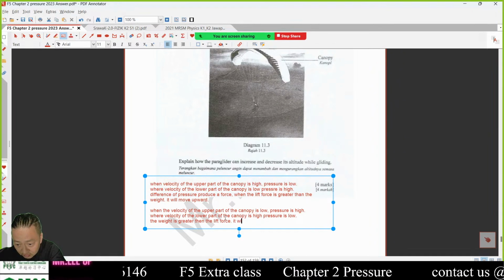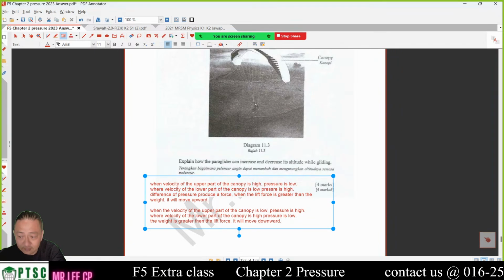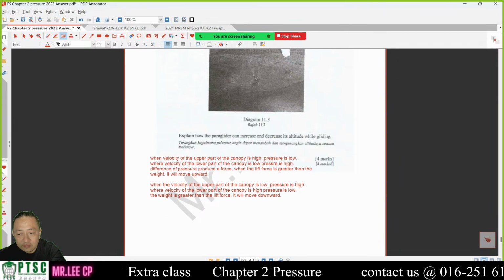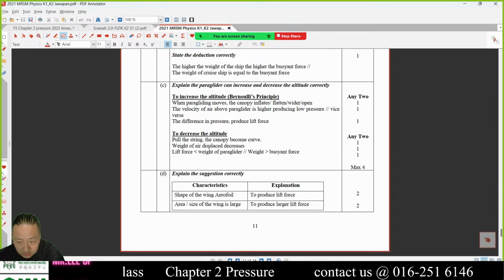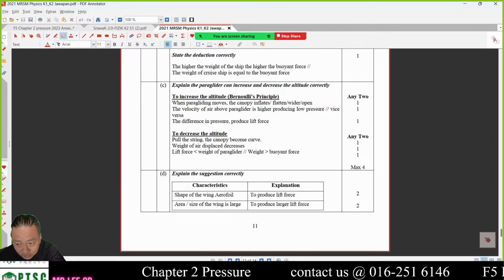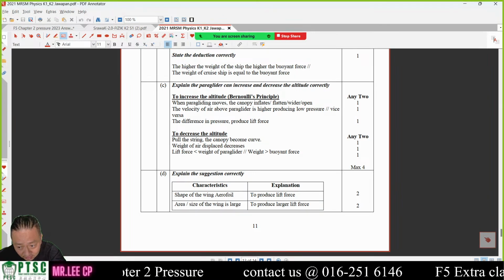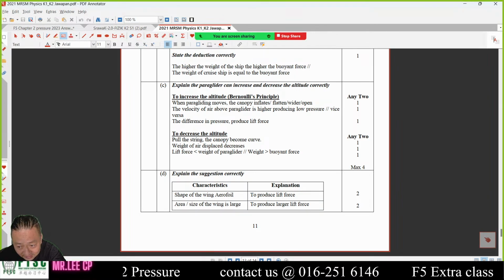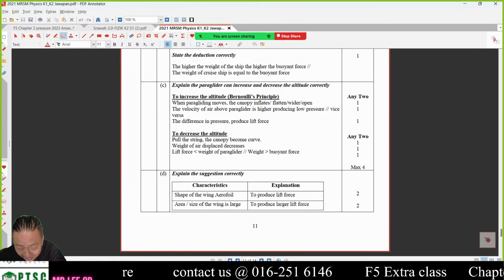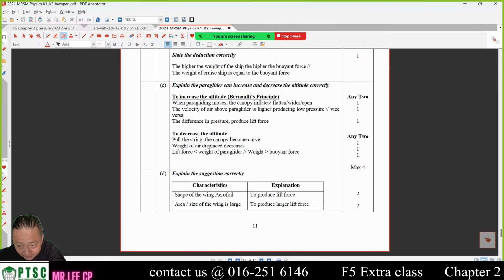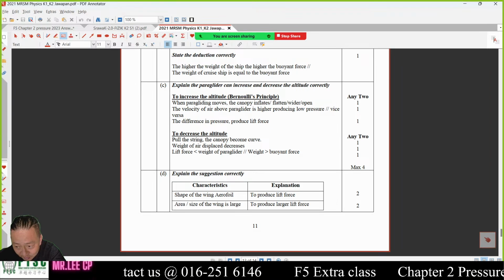So it will move downward. That's all. Okay, you see how they answer? All right, so pull the string. When you pull the string, the canopy becomes curved. So the weight of the air displaced decreases. So the lift force is less than the weight of the paraglider, right? Or the weight is more than the buoyant force, right?